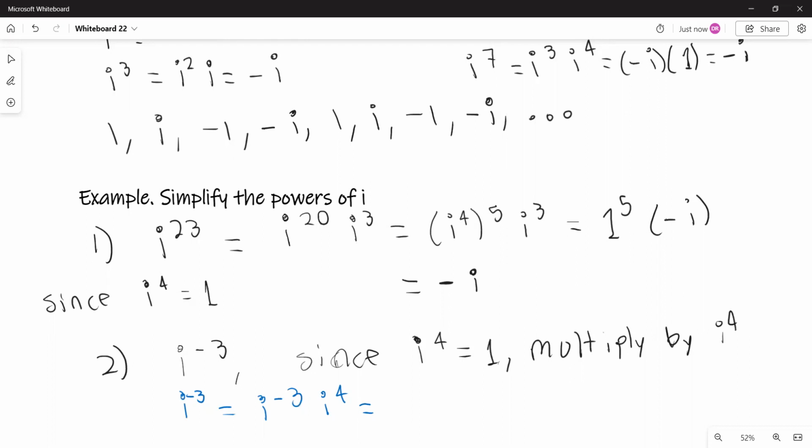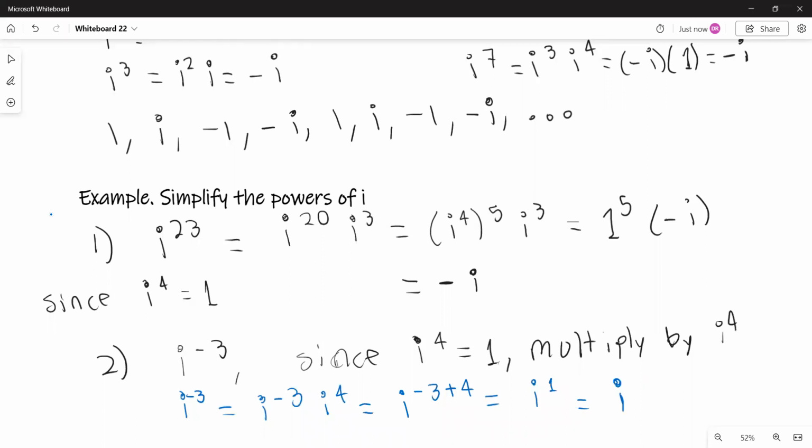Okay, so properties of exponents, those are still applicable. That's i to the minus 3 plus 4, and that's going to be i to the first power, or simply i. So yes, any power of i, positive or negative integer, is going to be one of those four. It's going to be 1, i, minus 1, or minus i.